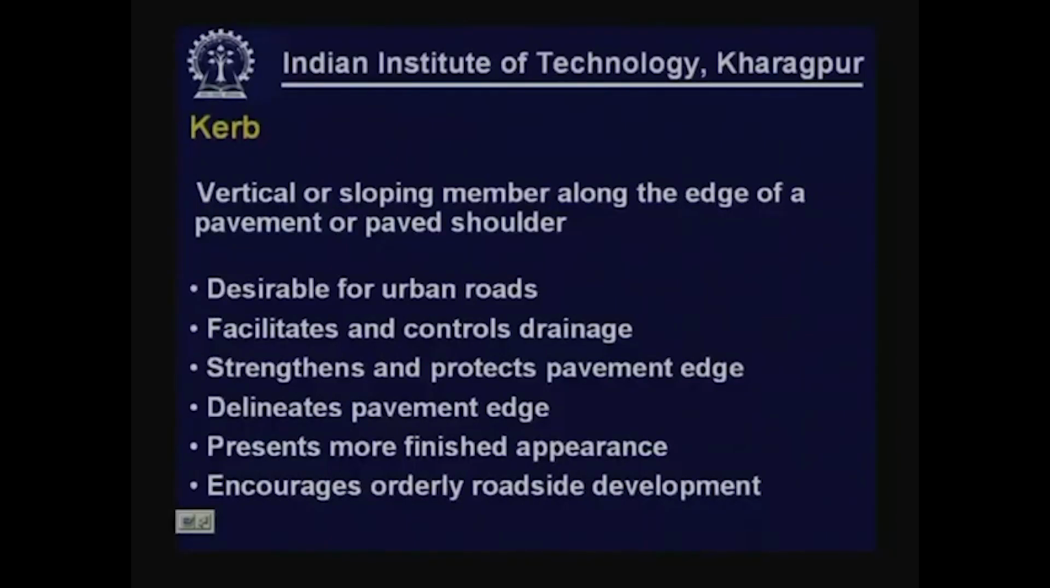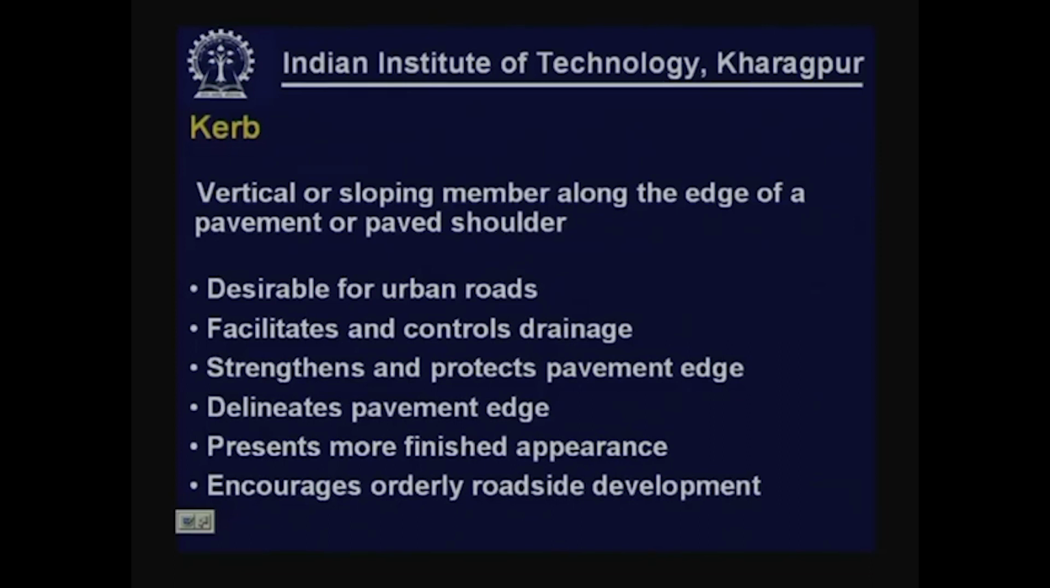Curb. Curb is essentially a vertical or sloping member along the edge of a pavement or paved shoulder. Curb is normally desirable for urban roads. It facilitates and controls drainage. It strengthens and protects pavement edge.